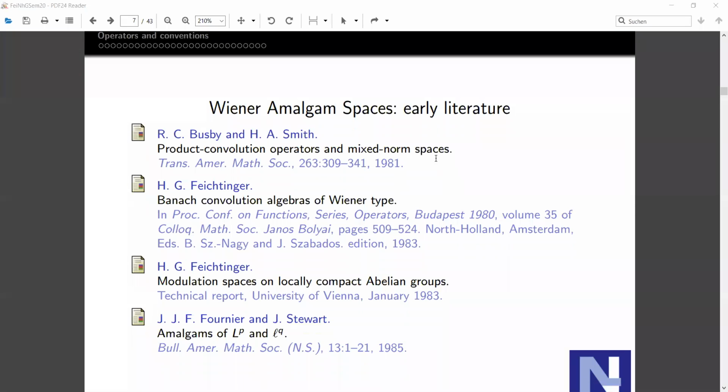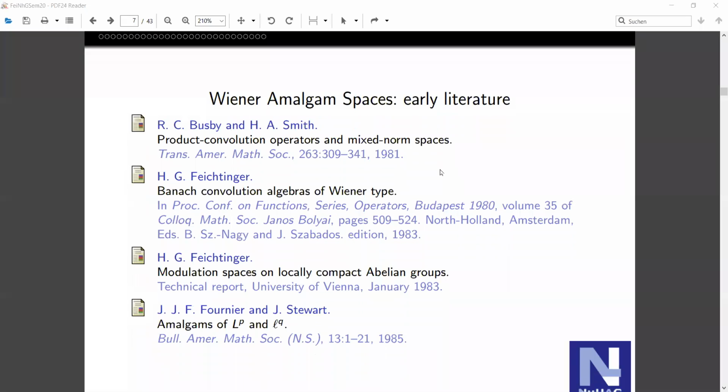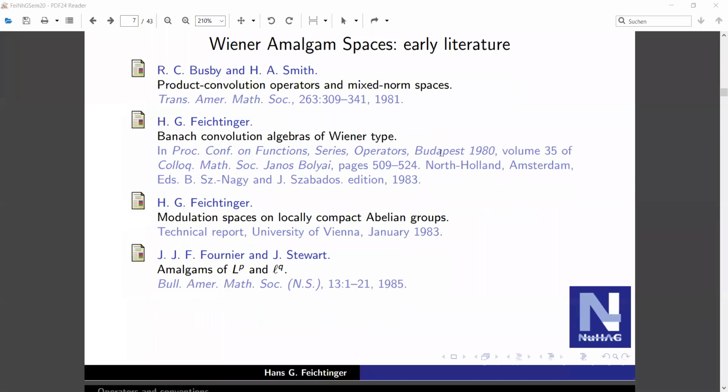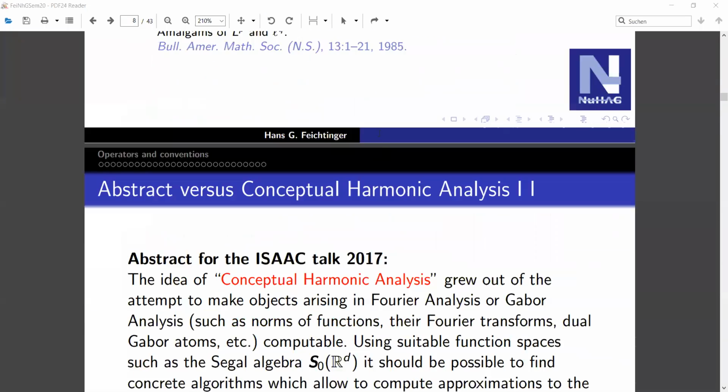Now, just to recall, the whole thing is very much based on the theory of amalgam spaces, which means you're gluing together local and global properties. And so I was just putting together a few references on this theory of amalgam spaces. So that's just for later reference.